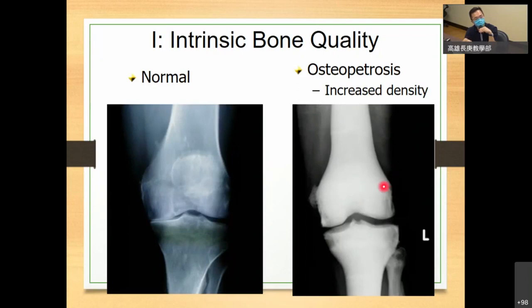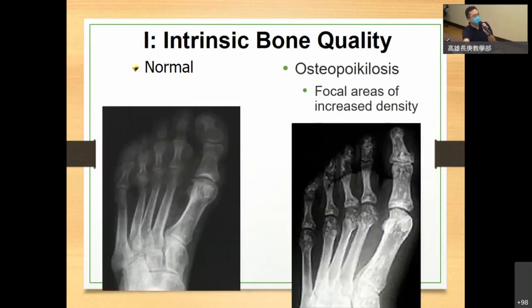We can say this is increased bone density, and we can also use the term osteopetrosis. Another is osteosclerosis, which means a focal area. Like this picture, a focal area with higher density and a focal area with decreased density. If a patient has this picture, sometimes it is related to a specific illness. And we can use the term osteoporosis.